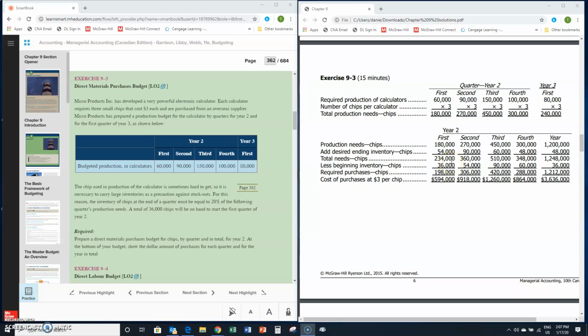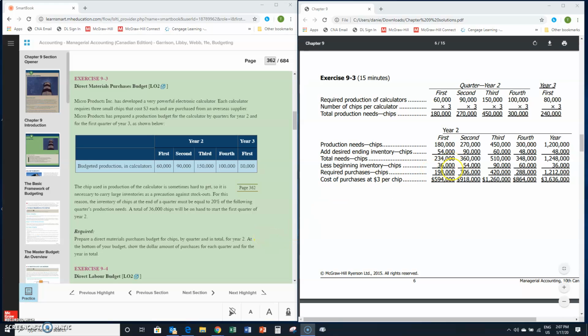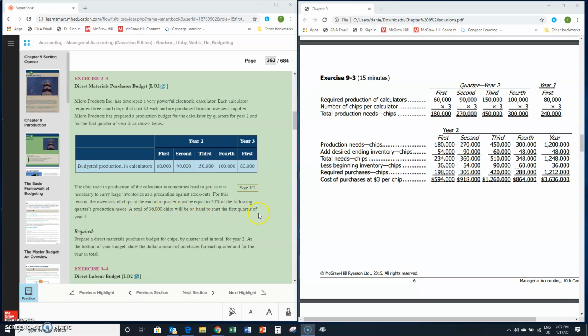But what did you have at the beginning of that quarter? Well, for the very first quarter, we're told there were 36,000 chips on hand at the start. So you already have 36,000, and you subtract that, which means you need to purchase 198,000 chips.